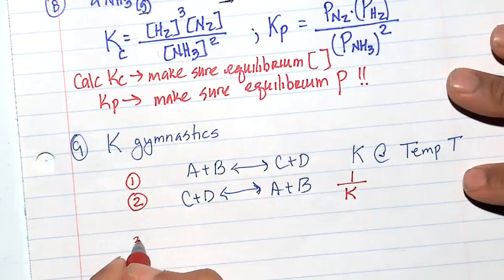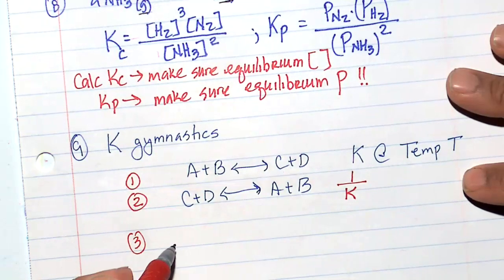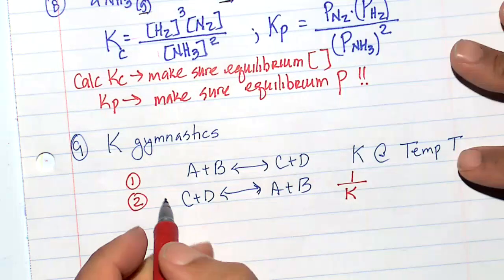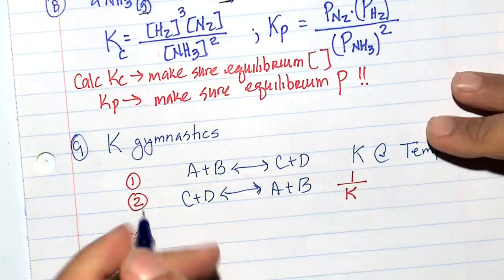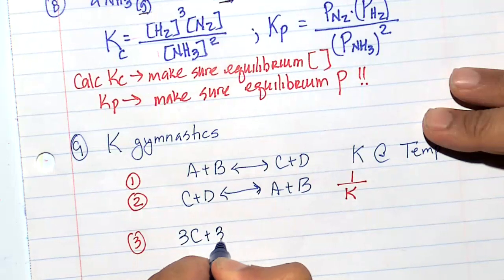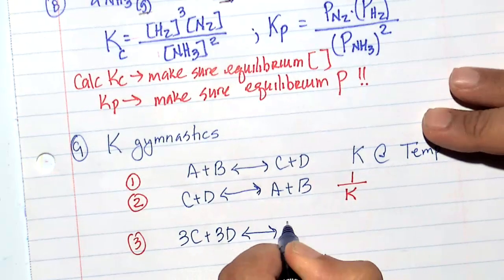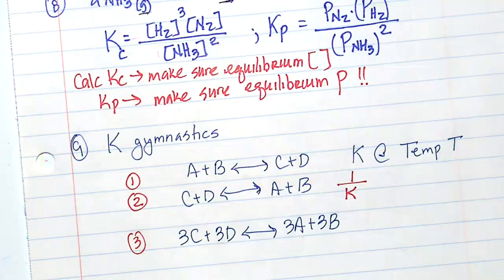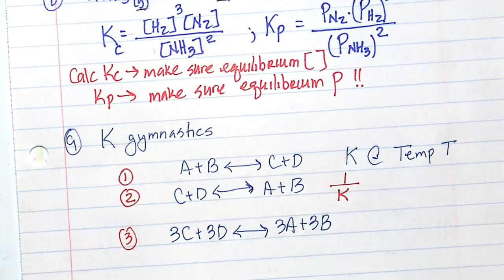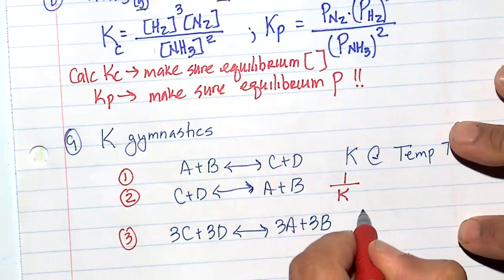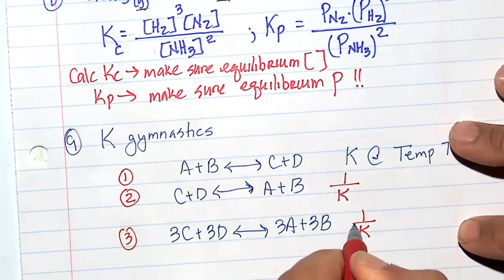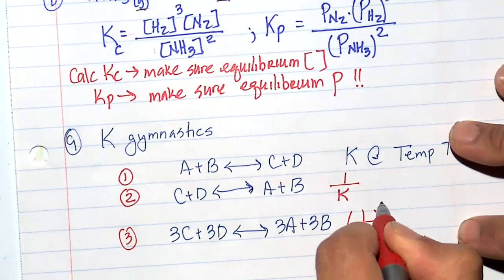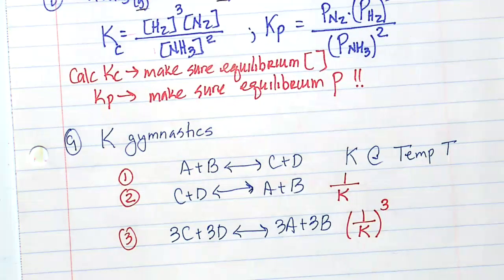And there's another thing I can do. Let's say I can multiply all this out by a number, let's say 3. Okay, so 3C plus 3D is at an equilibrium with 3A plus 3B. Okay, what is my new equilibrium constant here? Okay, we multiplied it by 3. What happens to the new equilibrium constant? It's not multiplied by 3, but it's raised to the power of 3. Okay?